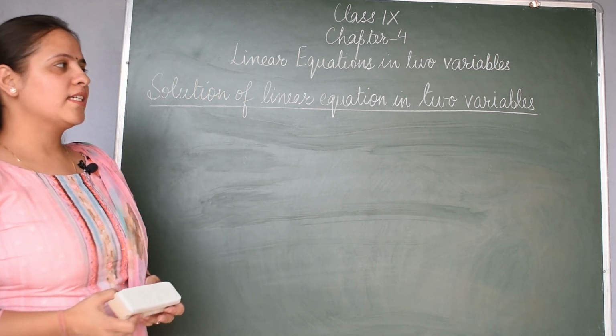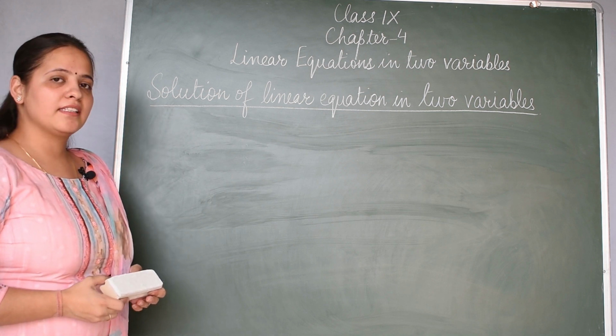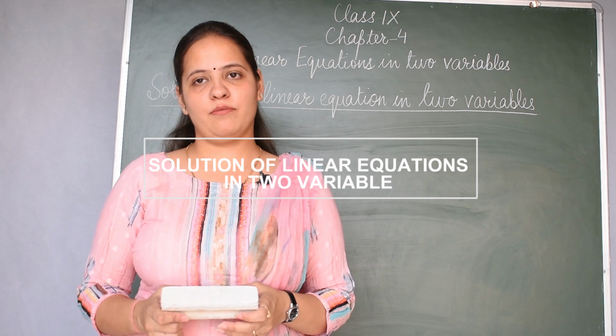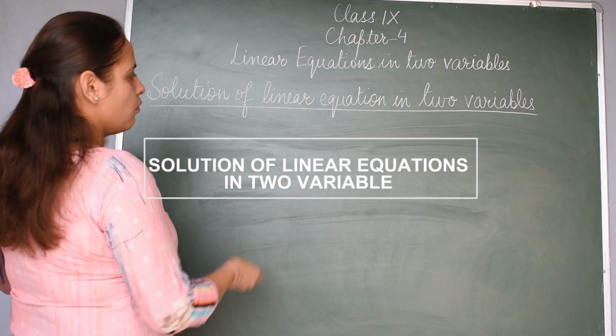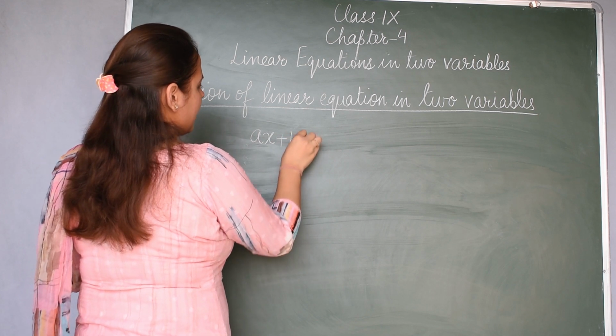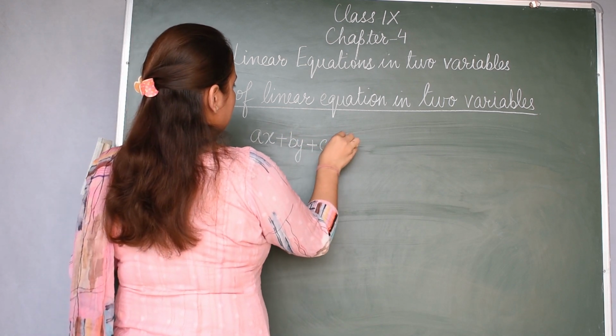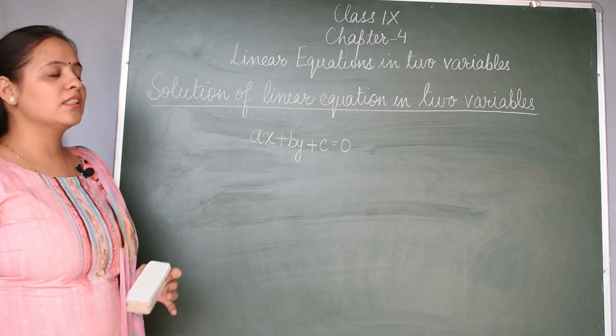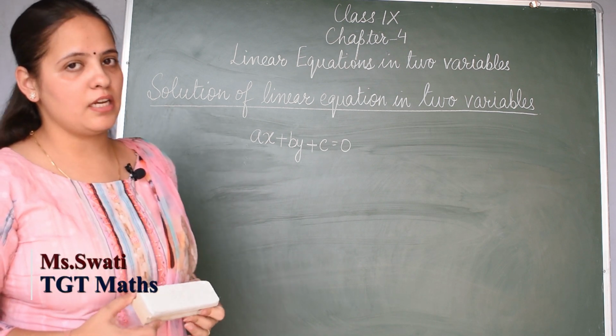Today we are going to discuss how to find the solution of the linear equation in two variables. Let us recall what is the standard form of linear equation in two variables. Ax plus by plus c is equal to 0. So how to find out the solution of the linear equation?